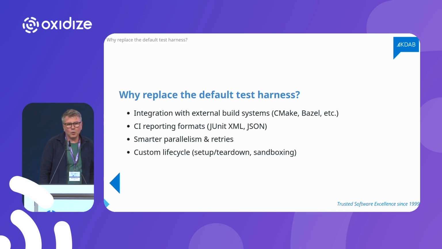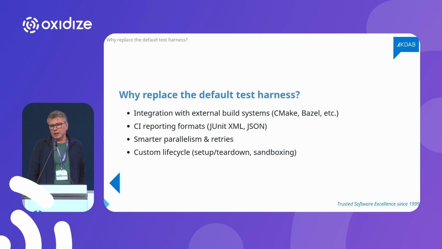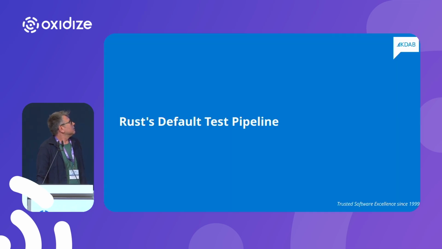And so if you want to, for example, initialize a database or spin up a container or something like that, that's where a custom harness would be very useful. So these are just a few reasons why you would need a custom harness, and I will move on and look into how the default test pipeline looks.